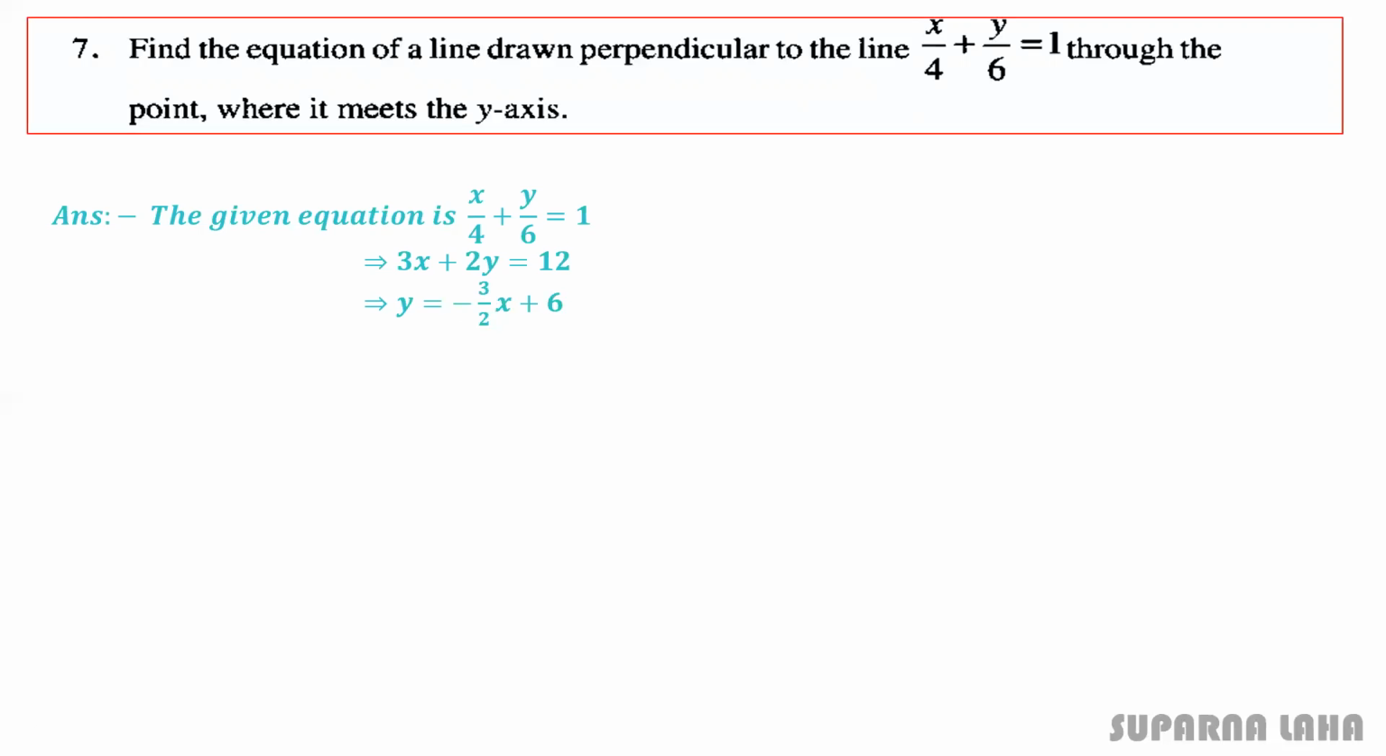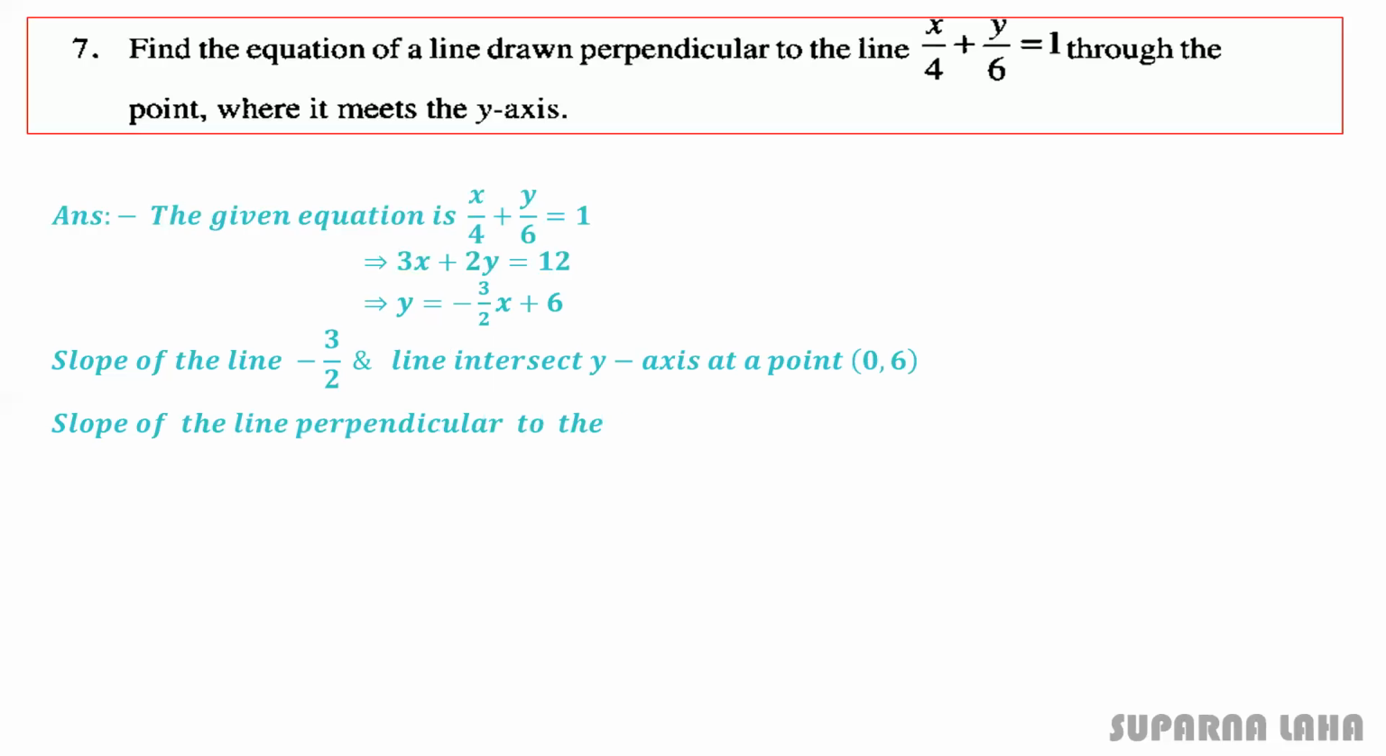Since it is perpendicular to it, the slope of the line should be minus 1 by m. So it will be minus of minus 1 by 3 by 2, that is 2 by 3. So the slope of the line whose equation you need to find is 2 by 3. And look here, this line meets the y-axis at the point 0, 6. So this line is also passing through the point 0, 6.